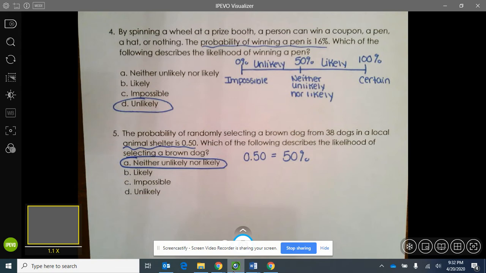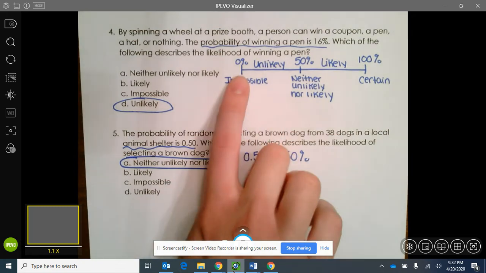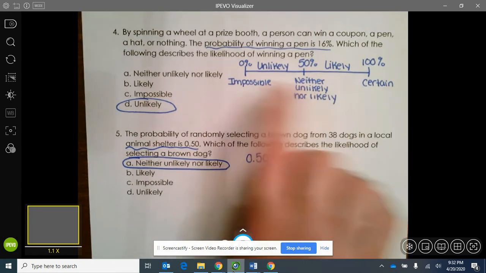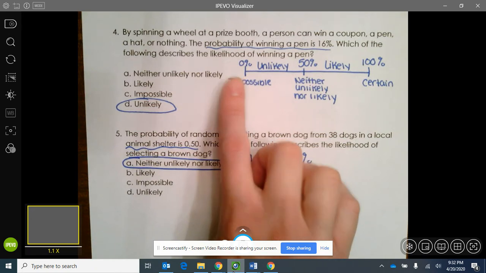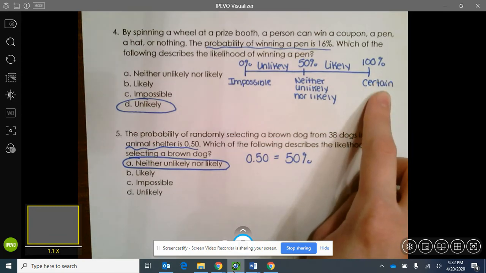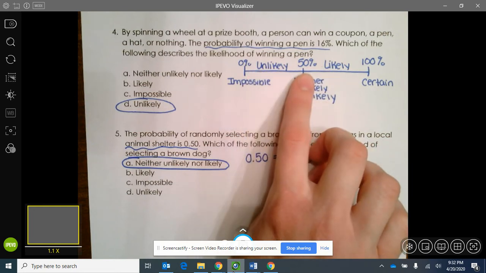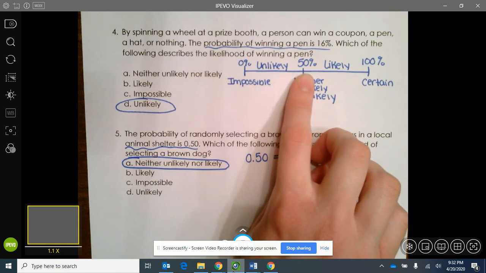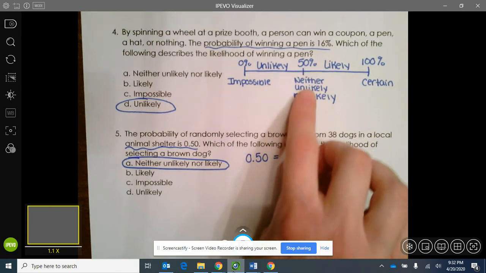So when you're trying to figure out how likely something is to occur, I want you to think of this scale. So probability runs from 0% all the way up to 100%. So if something has a 0% chance of occurring, we say it's impossible, it's never going to happen. If something has a probability of 100%, then it's certain, it's definitely going to happen. And then in the middle here, 50%, so for example, flipping a coin, the probability that the coin lands on heads or tails is 50%. So we would call that outcome neither unlikely nor likely. So it's just right in the middle.